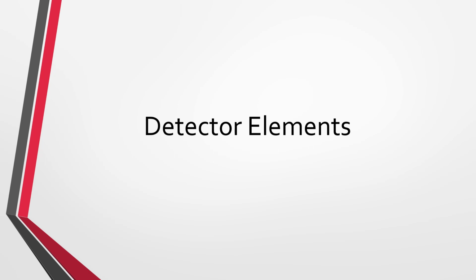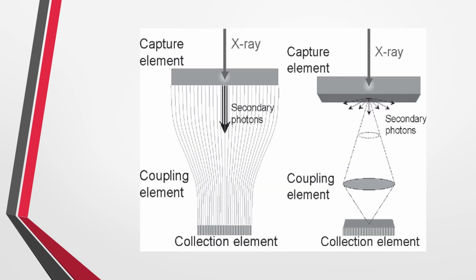Now let's go ahead and talk about the detector elements. So here we see a diagram of the detector elements. We have the capture element here, and this is where the X-rays are coming into. There's the secondary photons, and secondary photons is light in this case. This would be like a phosphor. Scintillation occurs, and it will produce light. There's the coupling elements, which take the light into the collecting elements.